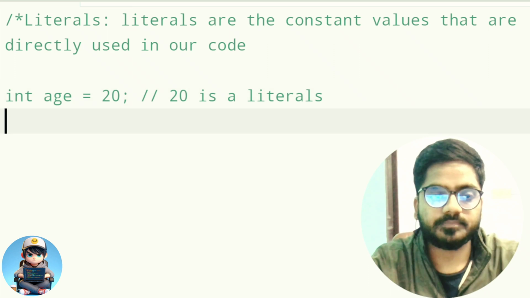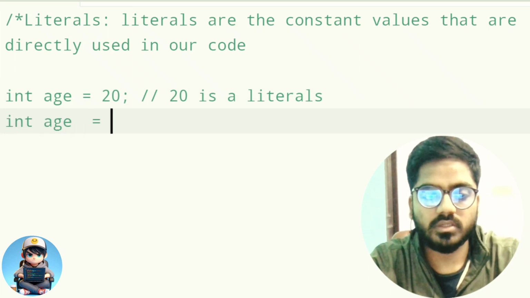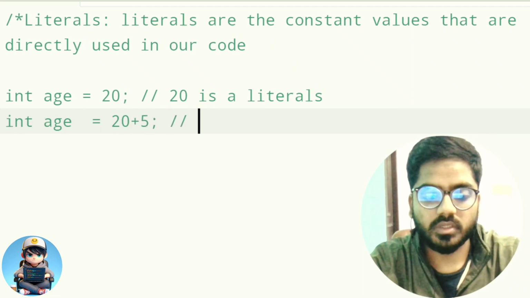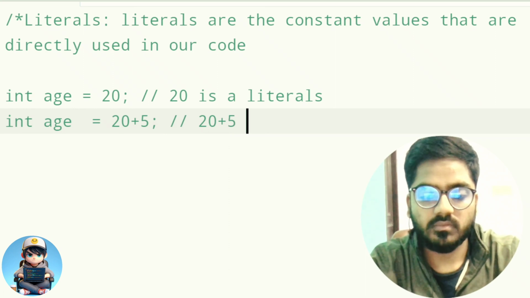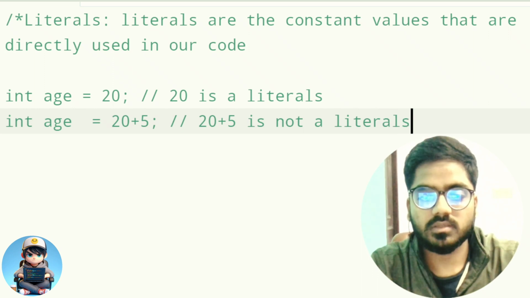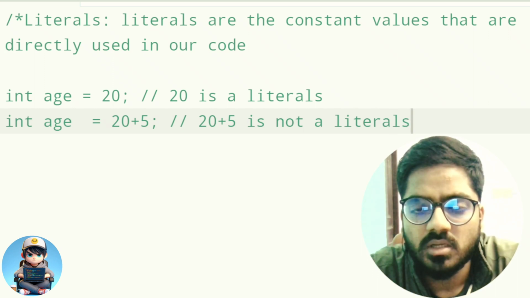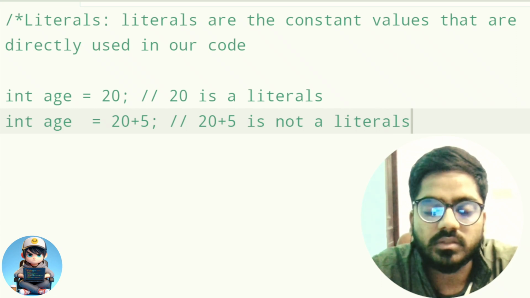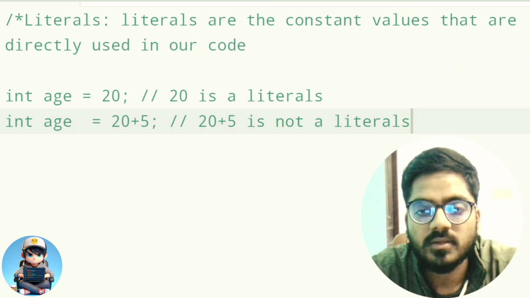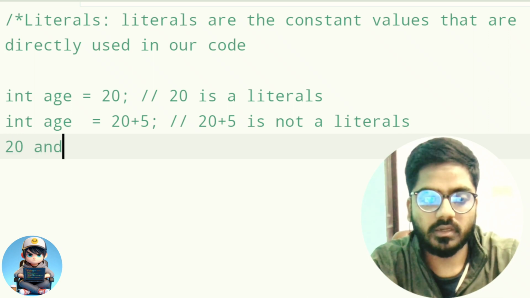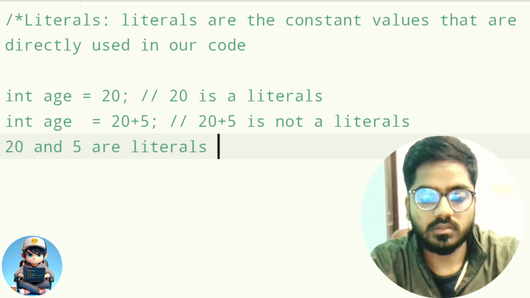But if we write int age is equal to 20 plus 5, so here 20 plus 5 is not a literal. Why 20 plus 5 is not a literal? Because it involves computation, that is addition over here to determine the value assigned to a variable age. So here 20 and 5 are literals individually.